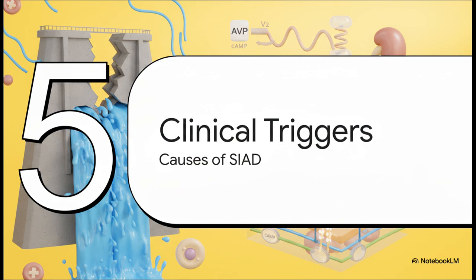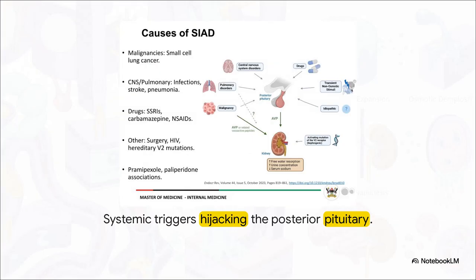Section 5. Causes and clinical triggers. Let's look at what trips the wire. So what's actually causing this wildly inappropriate AVP release in the first place? When we look at the systemic triggers, we find an incredible, truly diverse array of culprits hijacking the posterior pituitary. SIADH is rarely just an isolated problem with the pituitary itself. It's more like the pituitary is being manipulated by external crises. It's this single mechanical failure point being driven by a multitude of systemic diseases.